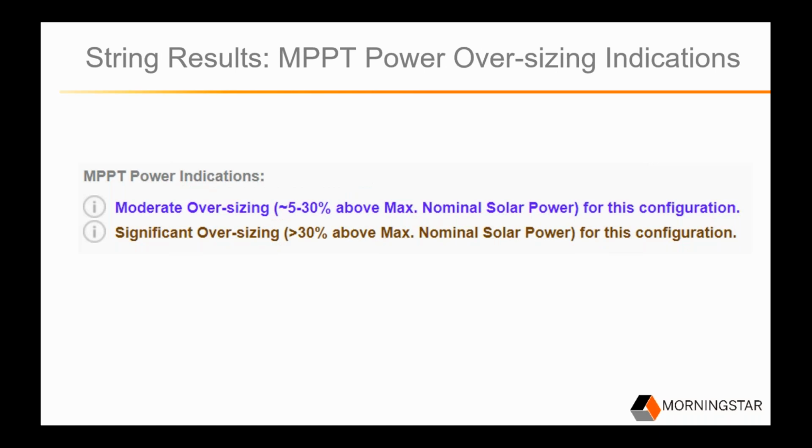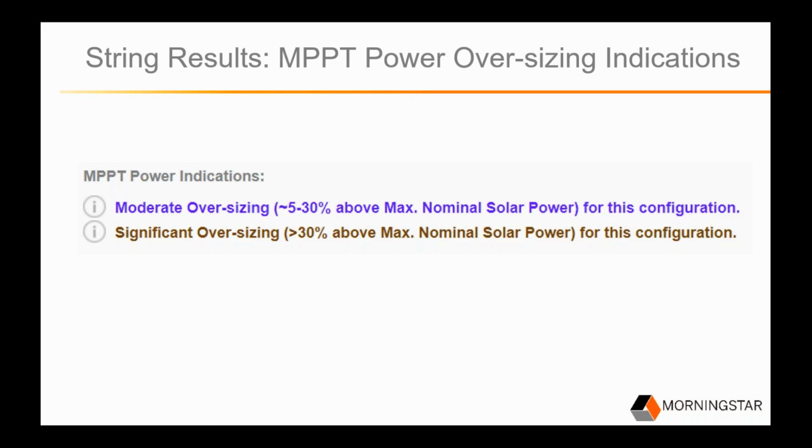For MPPT controllers, the string sizing calculator will indicate when the array power exceeds the nominal max power rating of the controller. Max power is based on the battery voltage and max charge current rating, so it will vary during operation. Moderate oversizing, described in blue, is often considered acceptable to provide additional energy early and late in the day or on days with intermittent sun and cloudiness.